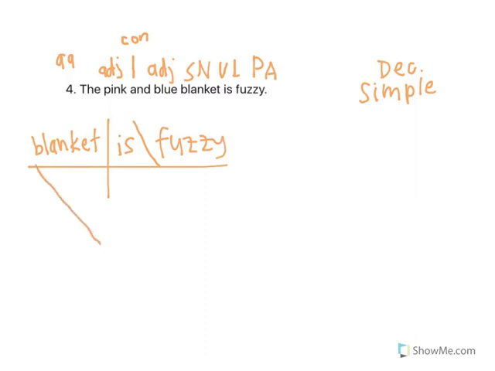And the word the is modifying blanket. It's telling which blanket. It's an article adjective. And then here again we have two adjectives joined by a conjunction. So the word pink and the word blue, but it says pink and blue. So we have to join our two adjectives like this with a conjunction, and. The pink and blue blanket is fuzzy.